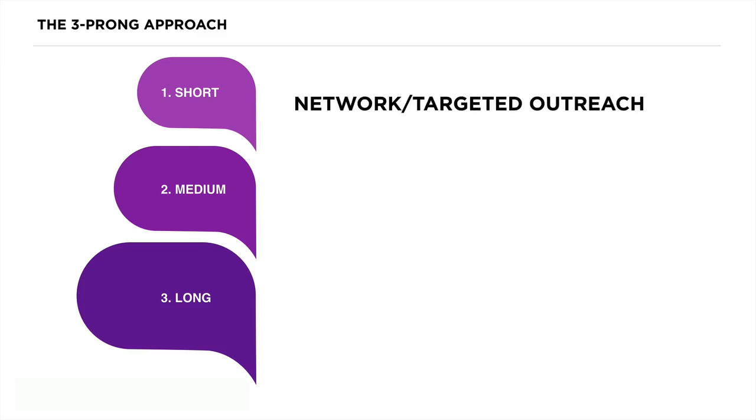The first prong is your short-term prong. It's what you can do to get your first clients right away. Basically, it's your lowest hanging fruit, and that is to leverage your network and to do targeted outreach. We'll go over how to do this in more detail in the next lesson, but it should be obvious why this is your short-term prong. You're leveraging existing relationships or you're being strategic about who you approach as a potential client to maximize your chances of getting your first clients. You're not waiting for someone to find you or to reach out to you.